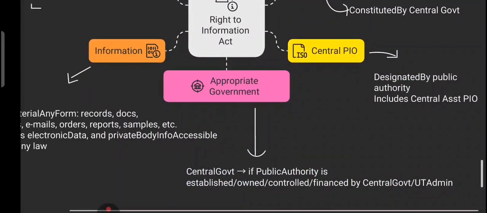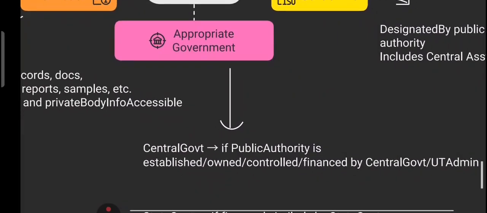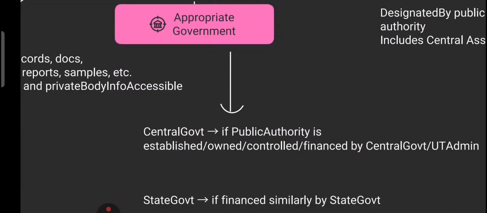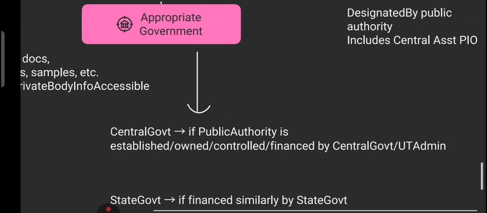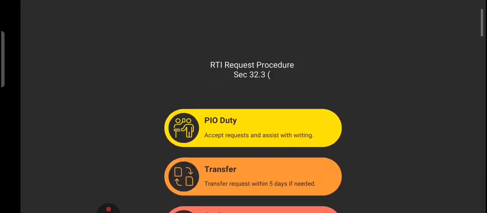Now one more thing is the appropriate government. Try to understand. The central government is responsible if the authority is controlled or funded by the Union or a union ministry, or a union territory. And the state government is responsible; the state government takes charge of a state-level public body.